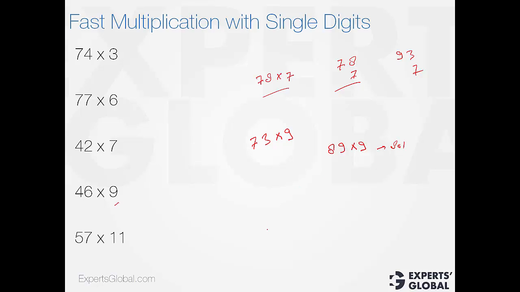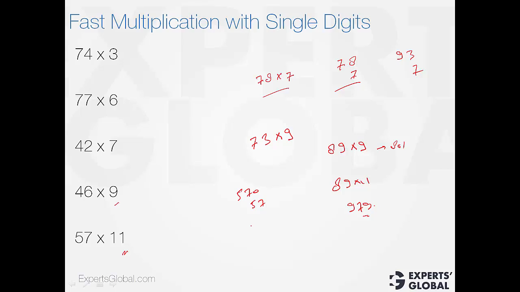Multiplying by 11 is relatively much easier and I would say smarter. 57 into 11. So always multiply by 10 and then add once. So 570 plus 57, 627. So 11 is easy to multiply with. If you had something like 89 into 11, so 890 plus 11 is 979.